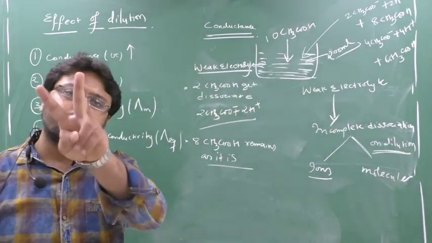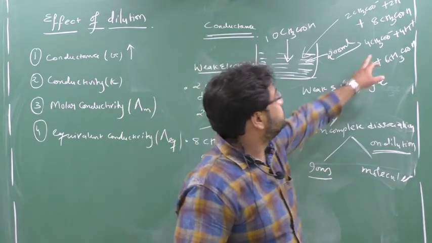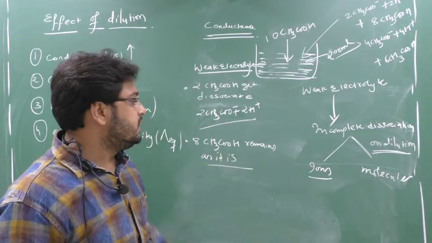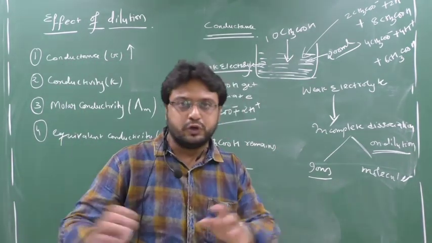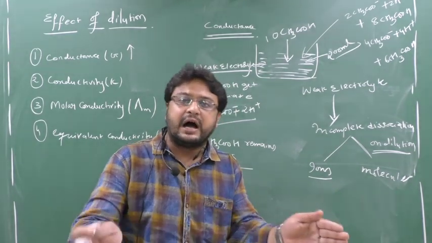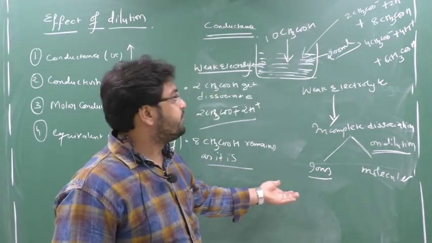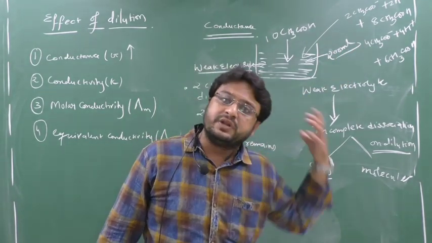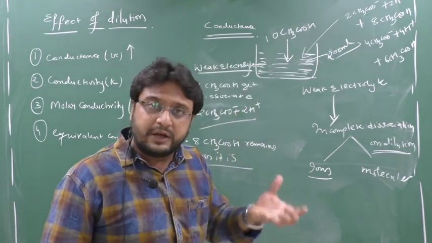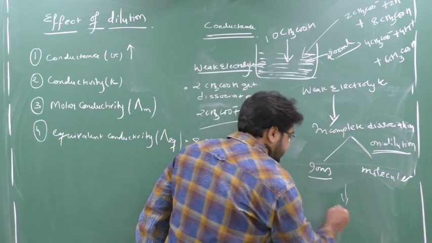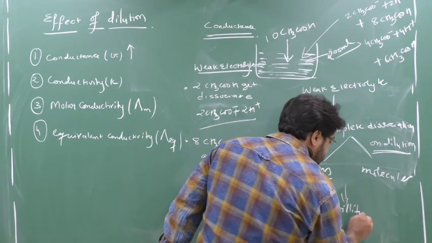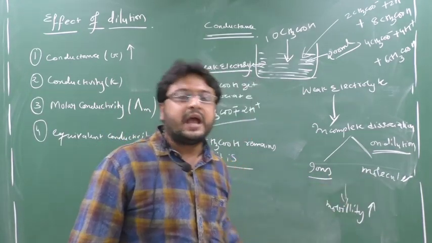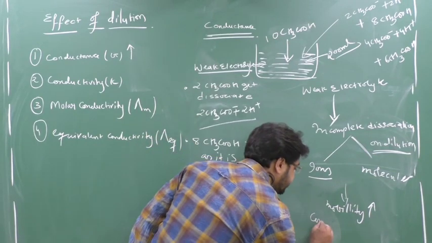In the solution, 2 kinds of product remain. One is ions and another one is a molecule. Yes or no? So on dilution, I get ions also and I get molecules also. On dilution, the distance between the ions also increases. The ions which are formed, the distance between them increases, and the number of ions also increases. On dilution, what will there be? The mobility also increases. Mobility of what? Here mobility of ions also increases, and mobility of molecules also increases. And mobility increases means what? Conductance increases.